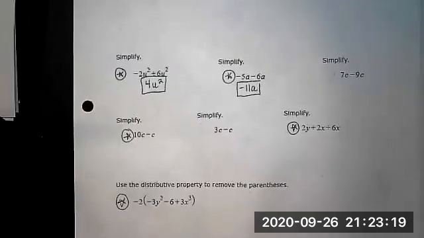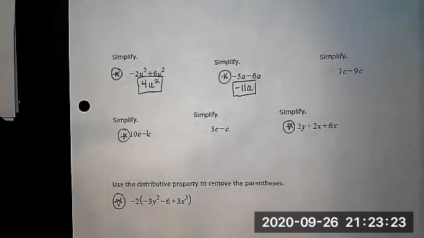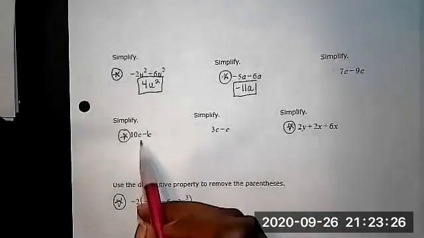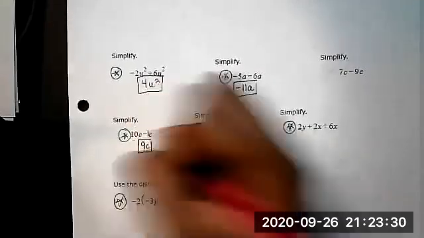All right, try this one. 10c - c. And although there's nothing there, it's understood to have a 1. So basically you're saying 10c - 1c, which becomes 9c. Okay.